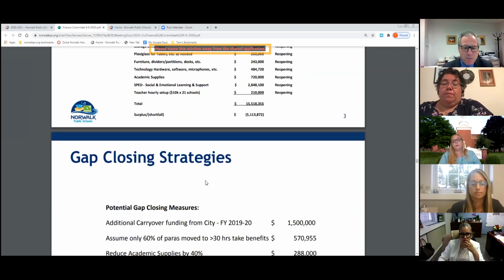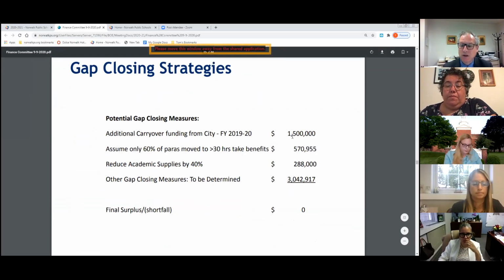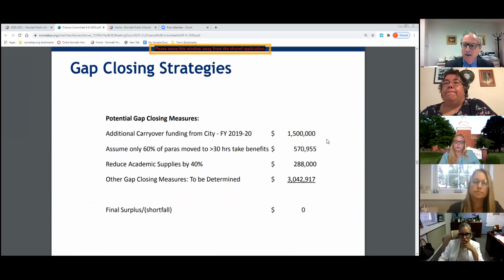So I indicated here some gap closing measures that we're looking at. One is the additional carryover funding that would be potentially available. That does still require approval from the city, but that's one way to close what last week was a $5 million gap. Right now, based on the lower rate of pay that we have for bus monitors, I think the gap we've calculated is about $4.3 million. But again, it's a moving number.